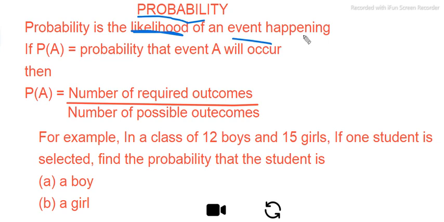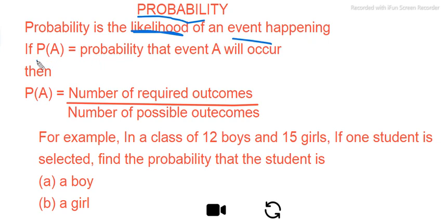So take for example, as we are preparing for exam now, if you are asked what is the probability or what are the chances available for a student to pass the exam, that is probability. So here we'll be considering the mathematical aspect.